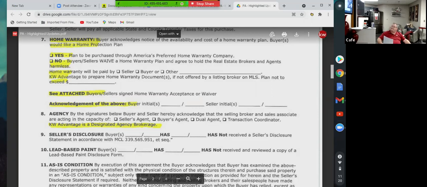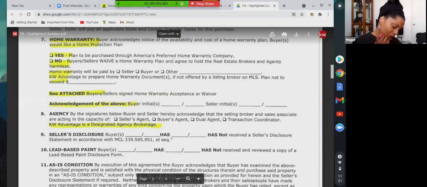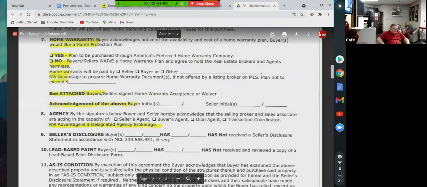Agency. Does anybody know what was changed on there? By signatures below, buyers and sellers hereby acknowledge the selling broker and seller's associate are acting in the capacity of the seller's agent, buying agent, dual agent, transaction coordinator. What are you guys checking in most cases? Buyer's agent. That would be correct, buyer's agent. The last line, Keller Williams Advantage is a designated agency broker. We put that in there just so everybody knows what we are. We are a designated agency brokerage, okay?